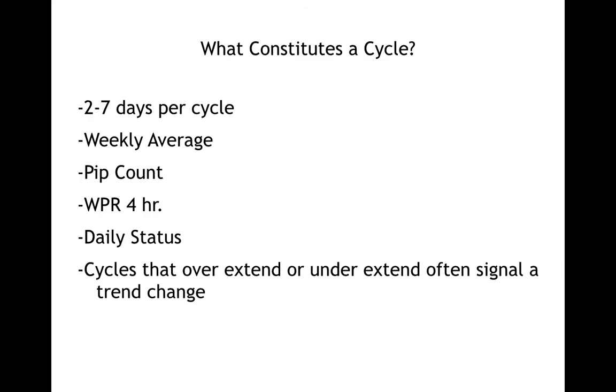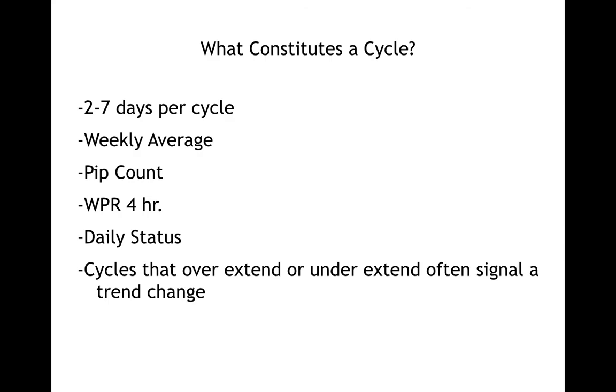Okay. So what constitutes a cycle? Well, generally a cycle is between 2 to 7 days long. You're going to use the weekly average from the average true range. You're going to plug the weekly average into the spreadsheet formula, and that's going to give you the pip count that the cycle should fulfill.